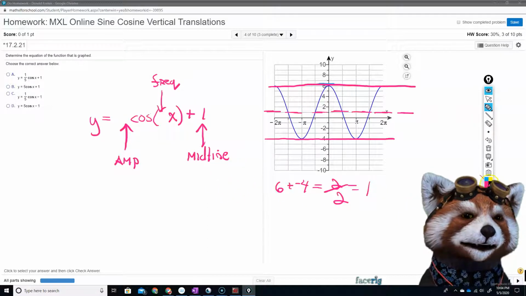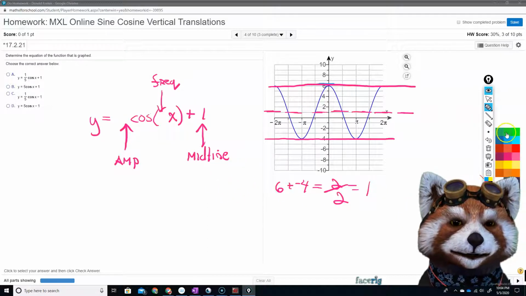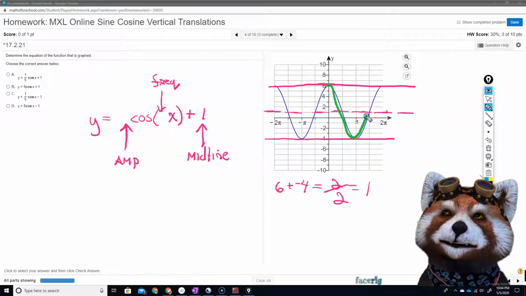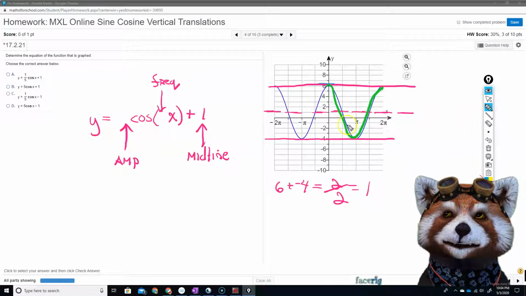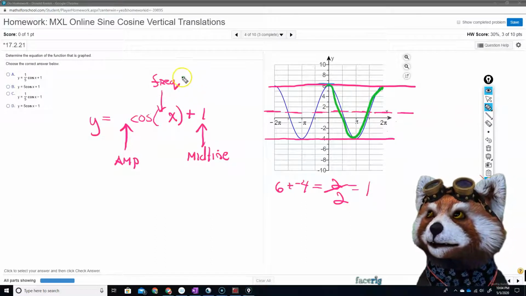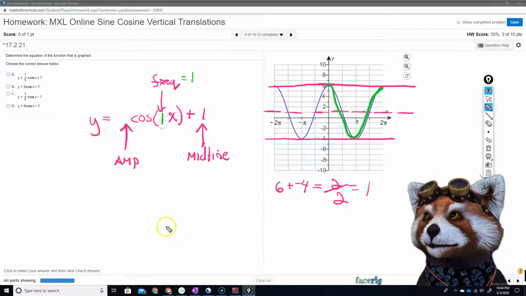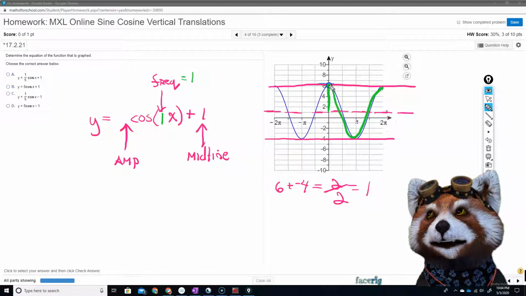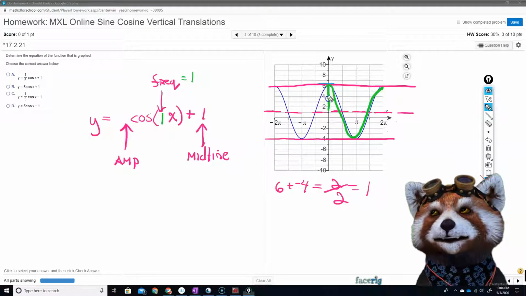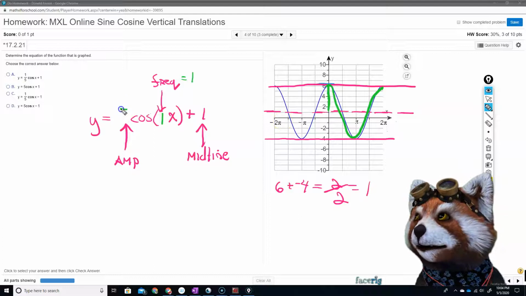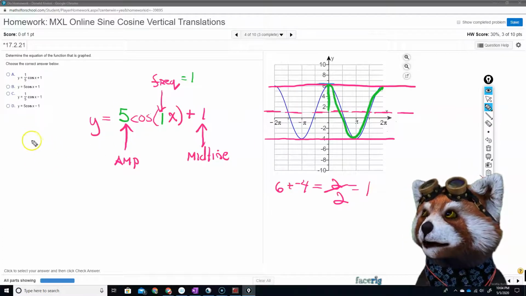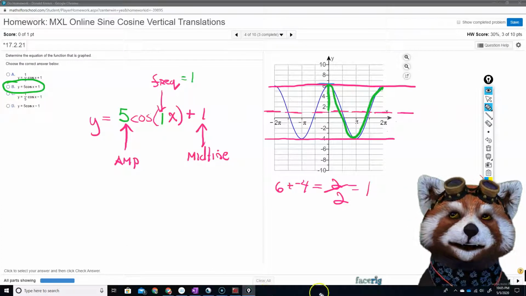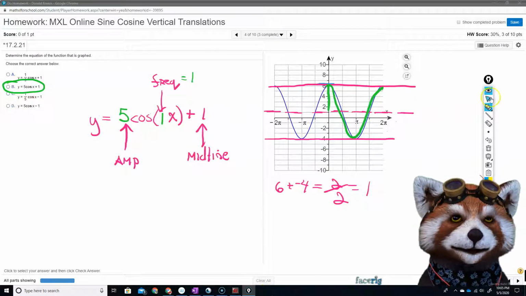Okay, and then to get the frequency, if I look at this, I see one complete cycle of sine between 0 and 2 pi. So my frequency is 1. And my amplitude from 1 to the high point, that's 1, 2, 3, 4, 5. Right? So I have 5 cosine x plus 1.